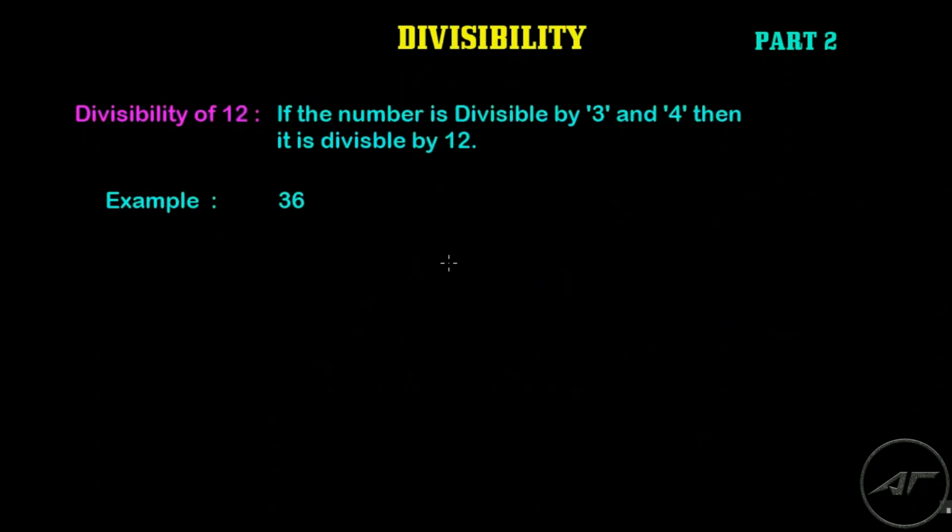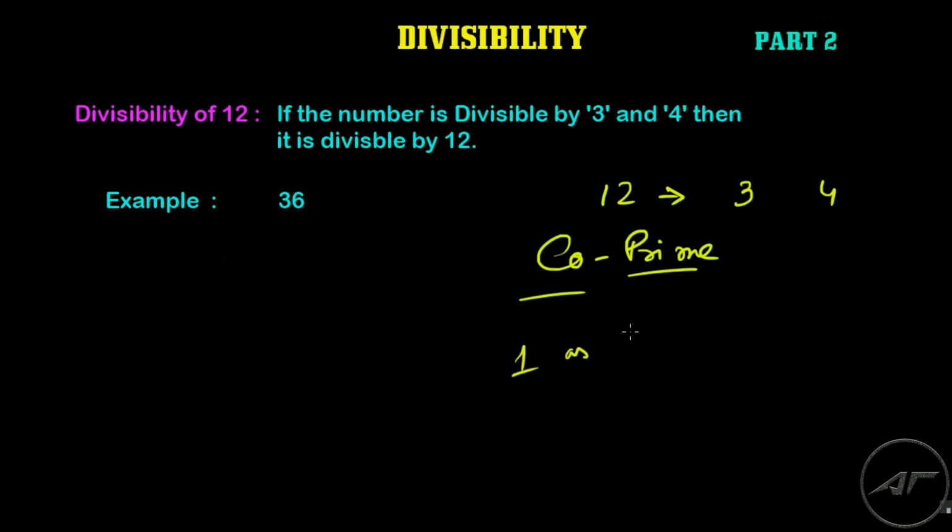Now before checking divisibility of 13, let us check divisibility of 12. Now 12 is a number that is formed by the multiplication of two co-prime numbers, that is 3 and 4. Now what are co-prime numbers? Co-prime numbers are two numbers that have only one as the common factor. They don't have any other number as their common factor. 3 and 4 only have 1 as the common factor.